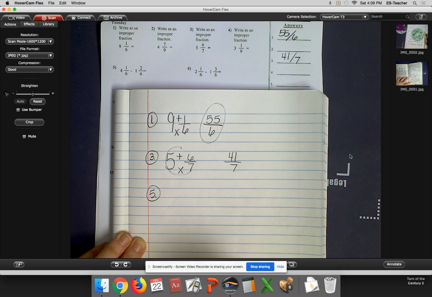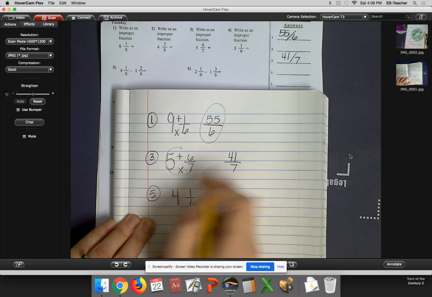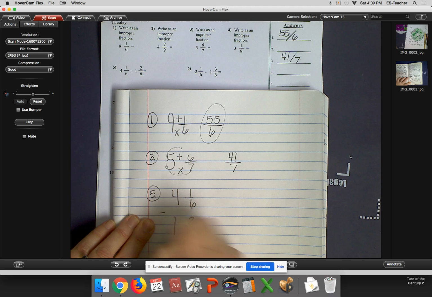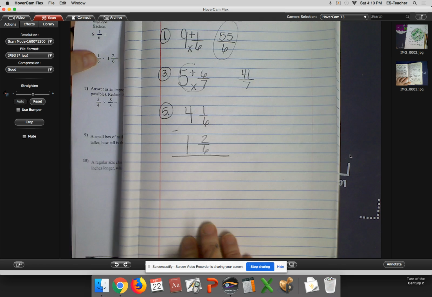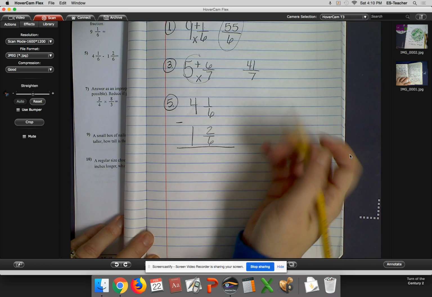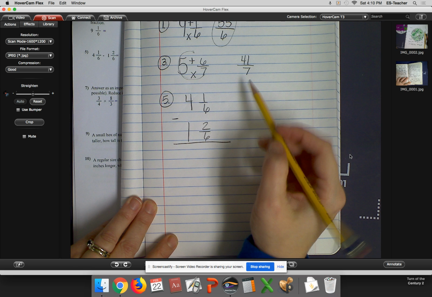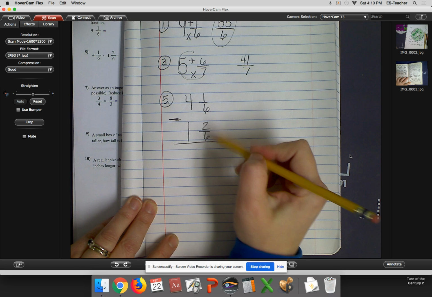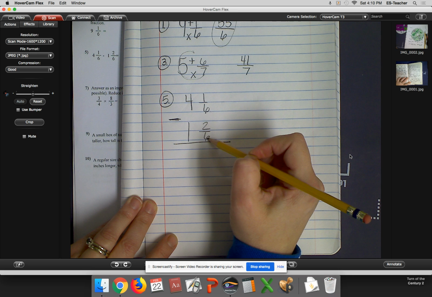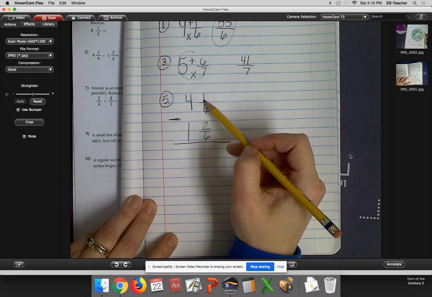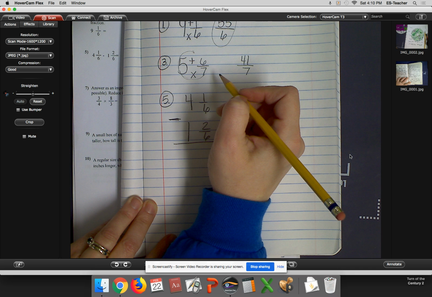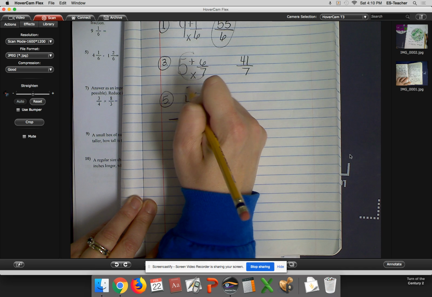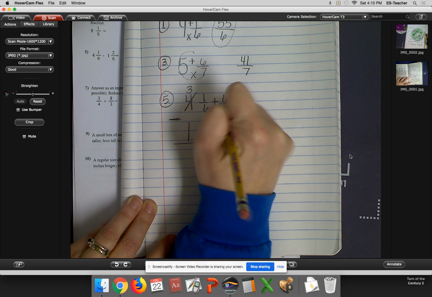Number 5 is 4 and 1/6 minus 1 and 2/6. Okay, and what we're going to do here is we are subtracting fractions. So when I look at this, the first thing I want to do is look to see if the denominators are the same. In this case, the denominators are the same, so I'm not trying to find a least common denominator. However, I cannot do 1 minus 2, right? So I'm going to rename this. This is now going to be a 3. And then I'm going to add 6 over 6.